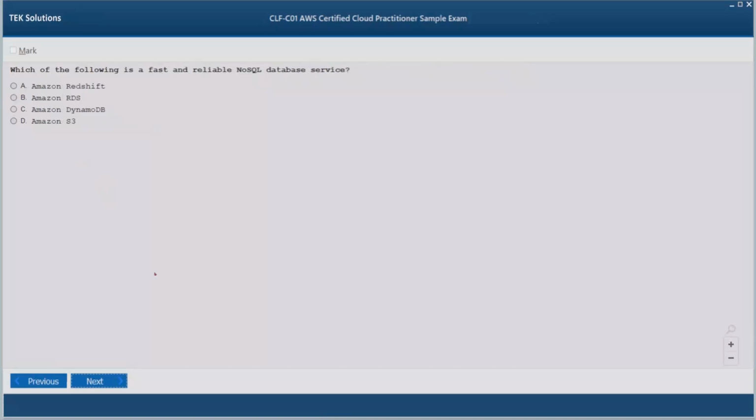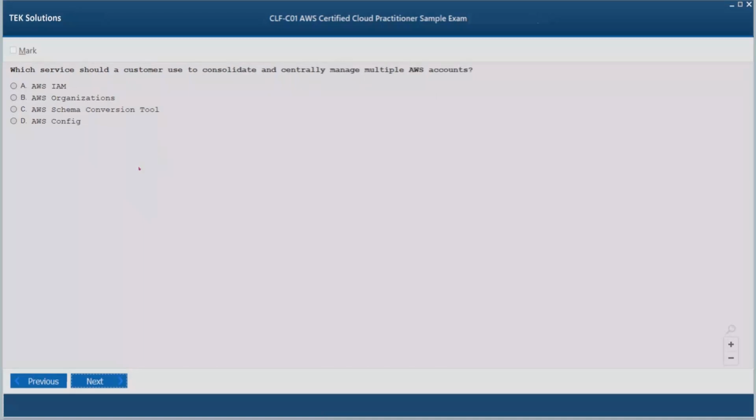Which of the following is a fast and reliable NoSQL database? Option A, Amazon Redshift, B, Amazon RDS, C, Amazon DynamoDB, and D, Amazon S3. Read the words correctly. Fast and reliable NoSQL database. Amazon Redshift is not the correct answer because it's a data warehouse. Then Amazon RDS also, this is for relational databases, so this is also not the correct one. Amazon DynamoDB is a NoSQL database and a fast and reliable one. That's why the answer is C. And D, Amazon S3 is not a NoSQL database.